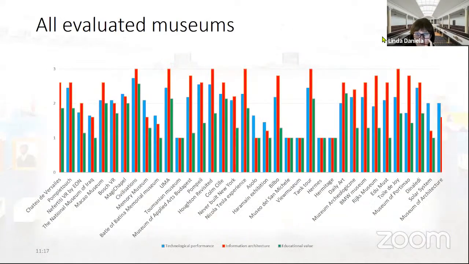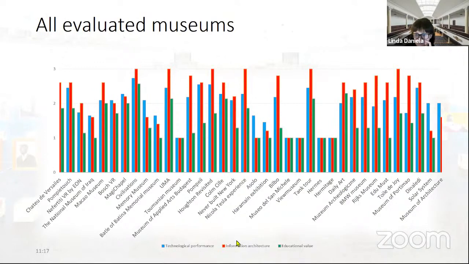So all evaluated museums, 36, and you can see that blue goes for technological performance, red for information architecture, and green for educational value. So you can see that the red one is quite a bit better than other criteria, other groups. But again, I will not explain each museum. I will just show you data.